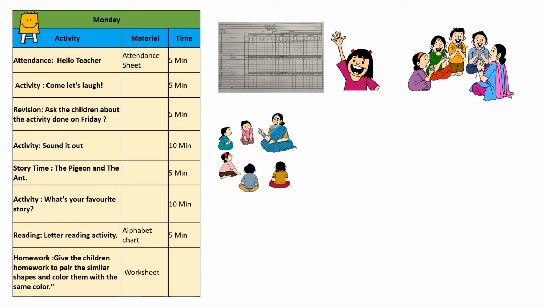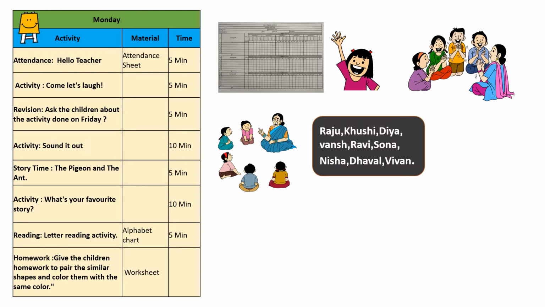Revision. Ask the children about the activity done on Friday and encourage them to share their experience. Sound it out. Ask the children to sound out their names. For example, Raju. Raju's name has two sounds, Ra, Ju. Then ask how many sounds are there in Nikita's name. Now ask the children how many sounds are there in their own names and the names of their friends.